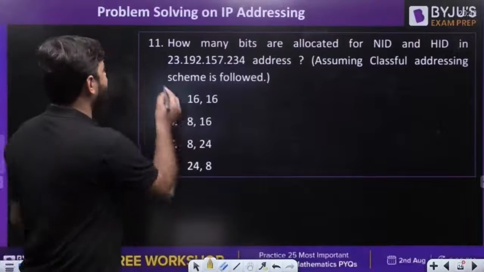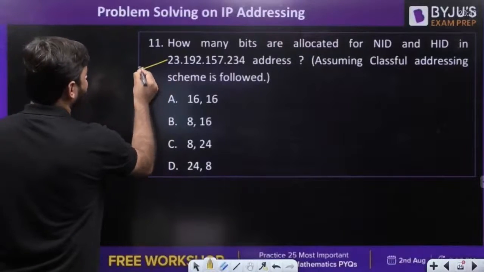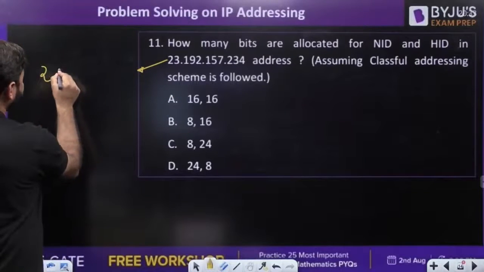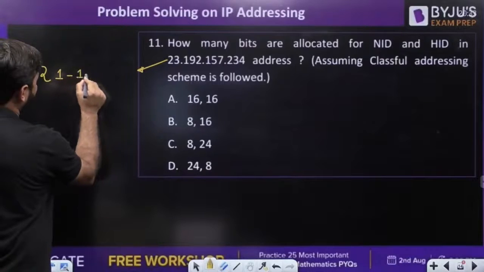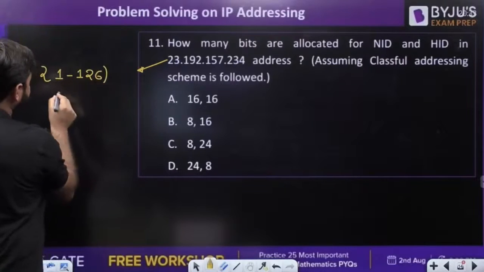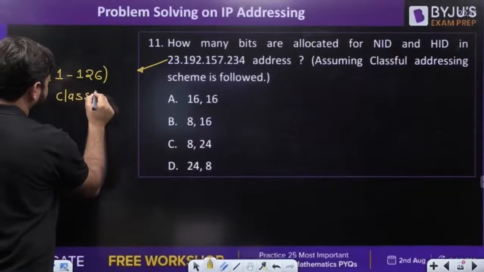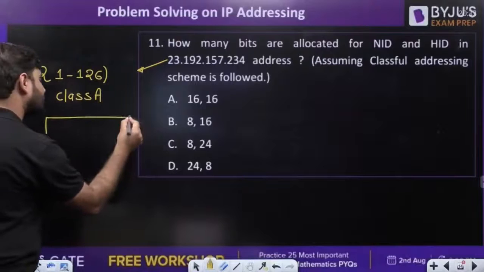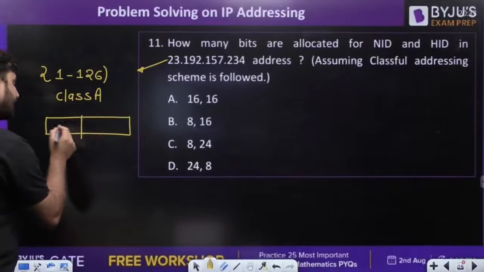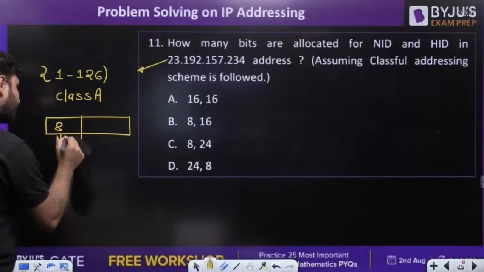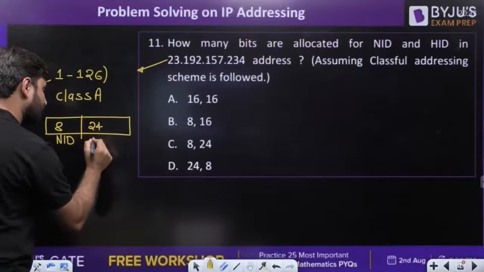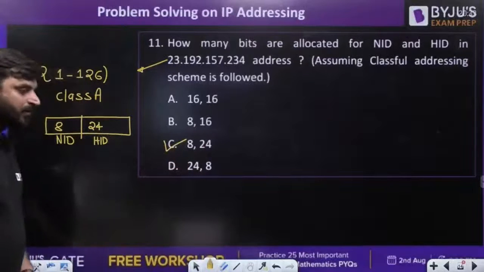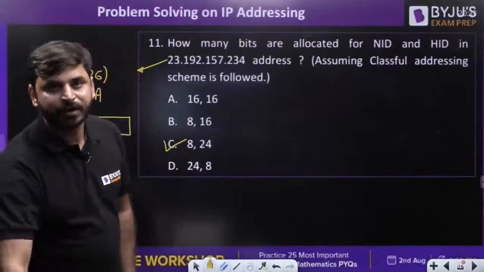Actually this 23, my dear friends, is the first octet. If the first octet value is between 1 and 126, we can say it is class A. And how many bits do class A network ID and host ID have? Class A network ID is 8 bits. These 8 bits represent the network ID and 24 bits represent the host ID. So the correct answer for this question will be C. Is it clear to everyone?